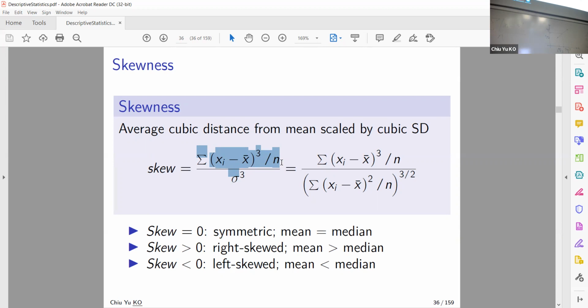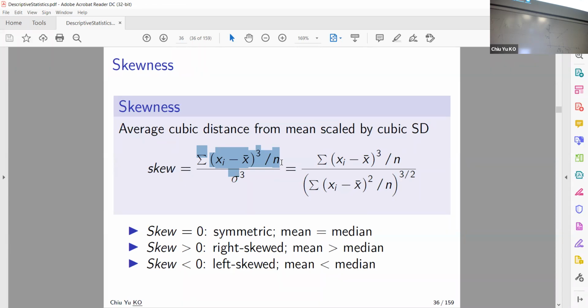If the 3 becomes 2, it is the variance, right? Raised to the power 2. Now we have it raised to the power 3. What happened? When you power 2, it doesn't matter whether it's on the left or the right, because squaring a negative number becomes positive. It's always a positive number, so variance is always bigger than 0. Now with the power 3, on the left you raise to the power 3 and it's still negative, while positive stays positive. So you may cancel out.